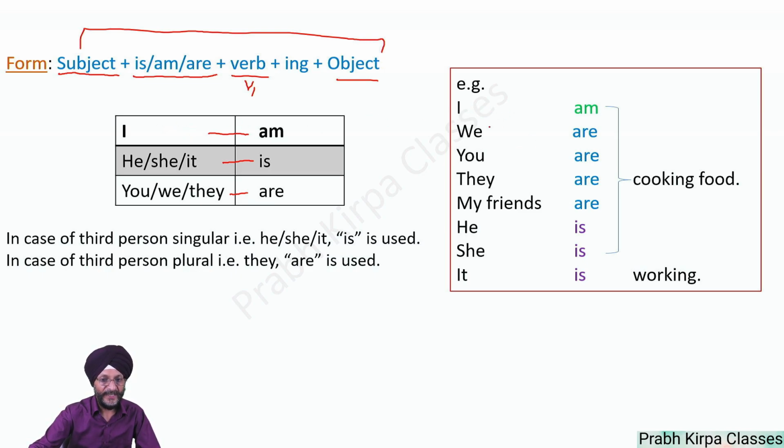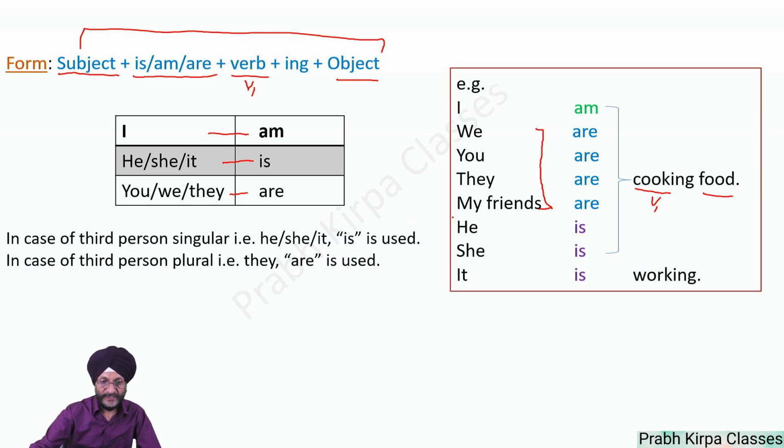These are some examples on the same pattern. As already told, I am cooking. Cook is the verb in the first form, the basic form. Then ing has been added and food is the object. In the same way, when the subject is we, you, or they, or the persons are more than one, then we are using are. We are, you are, they are, my friends are, and the rest of the sentence will remain the same, cooking food.